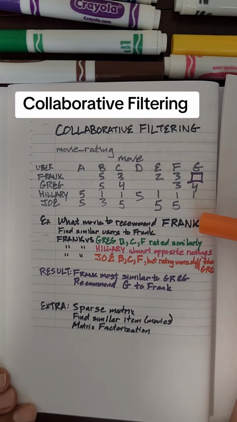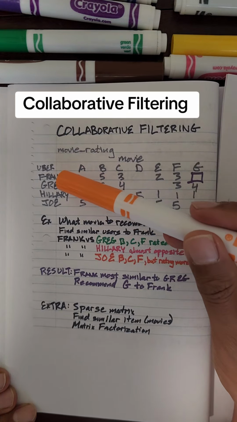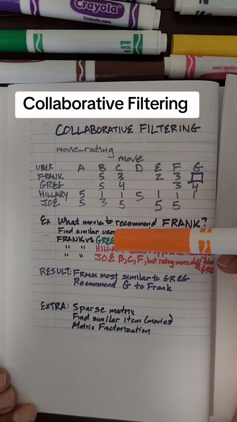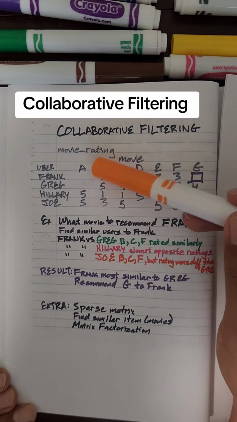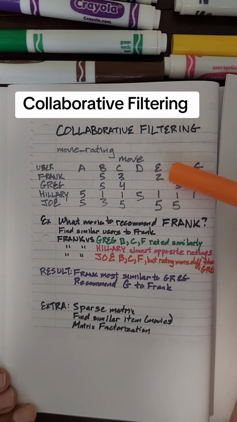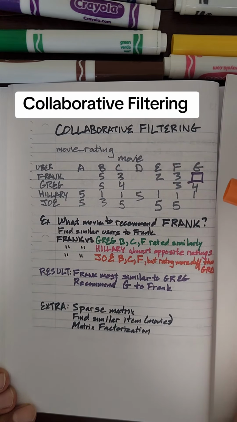The idea of collaborative filtering is you're going to find similar users to Frank. So if you compare Frank versus Greg, you'll notice that Frank and Greg rate B, C, and F quite similarly.